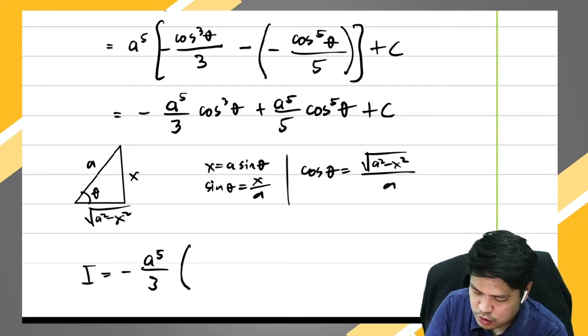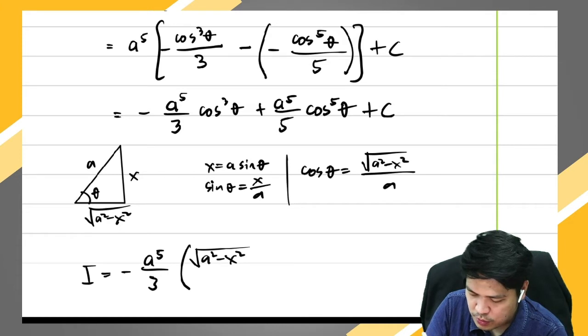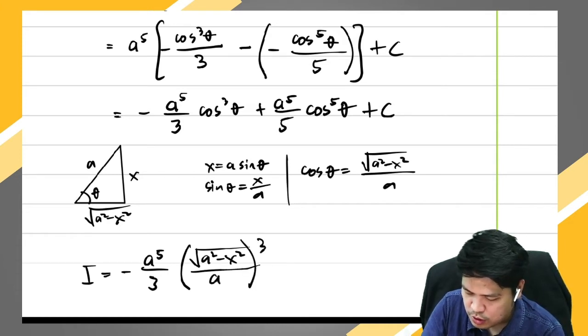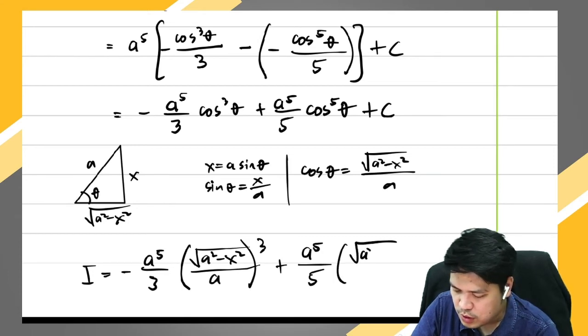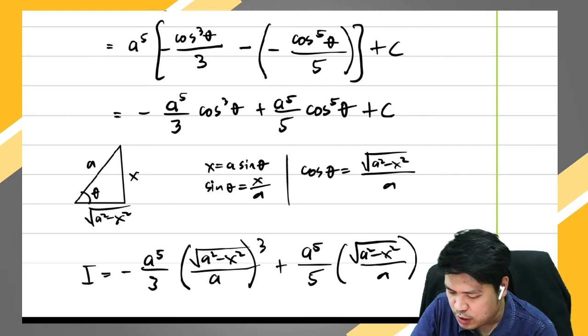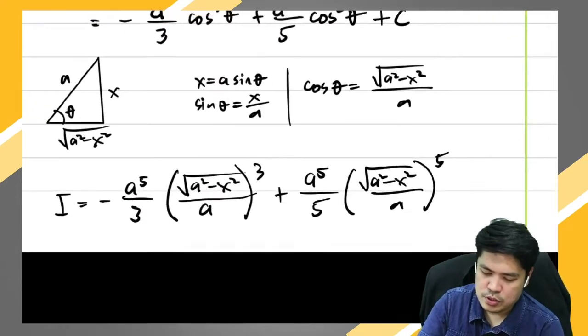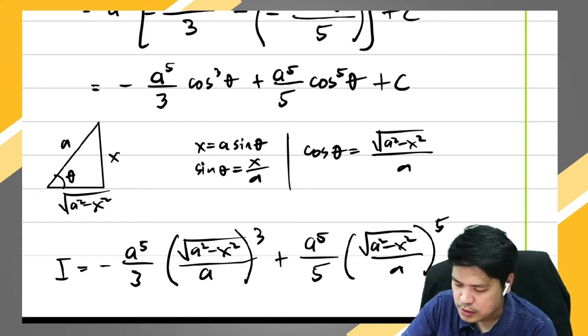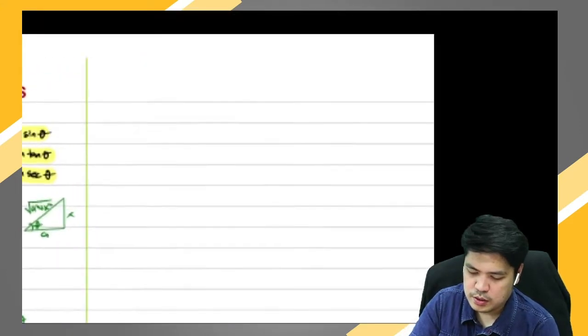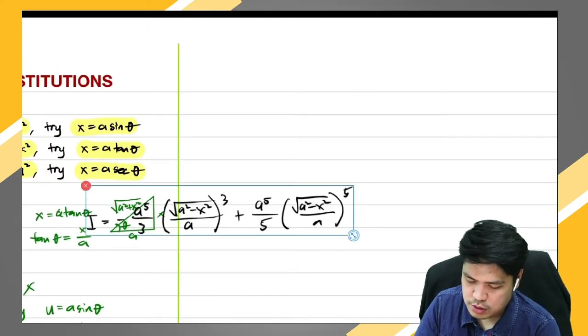So therefore, our integral I will become negative a raised to 5 over 3, then cosine cube. So we know that cosine is the square root of a squared minus x squared over a, then cubed, plus a raised to 5 over 5 cosine raised to 5. So the square root of a squared minus x squared over a raised to 5. So let us just simplify this. Sorry, there's also a plus c.